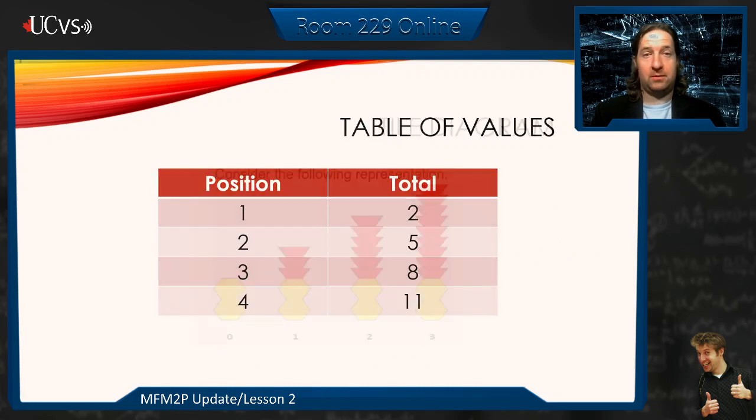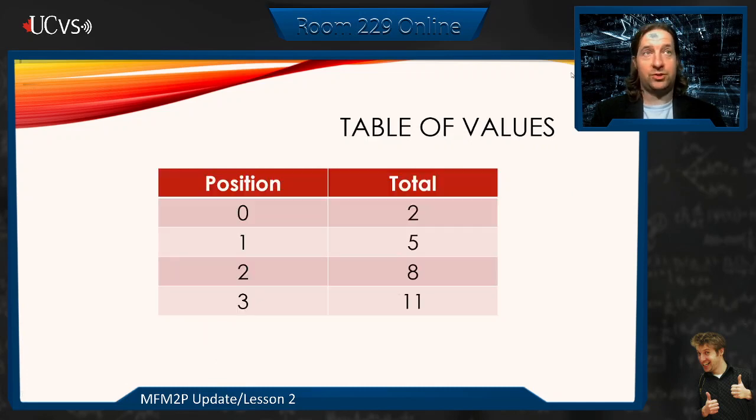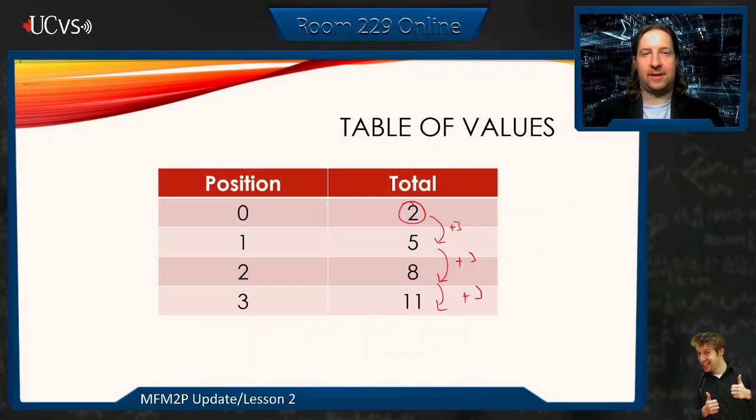We can then just take those numbers that we just developed and put them into a table of values. Again, we have our starting point here, and every time we go down, we're adding 3, starting from 0, 1, 2, 3. So that's the table of values. That's just taking our picture here and putting it into a faster way of writing it, and a little bit more abstract way.